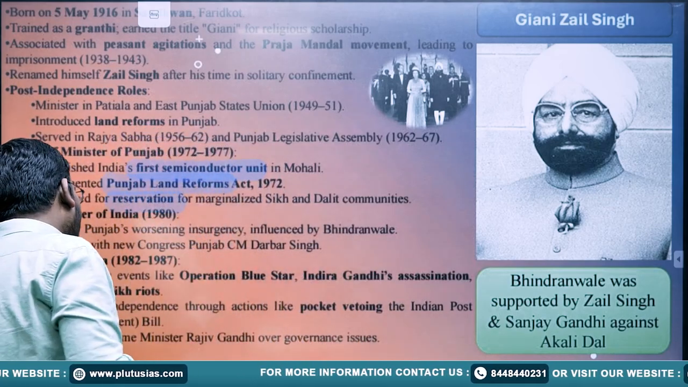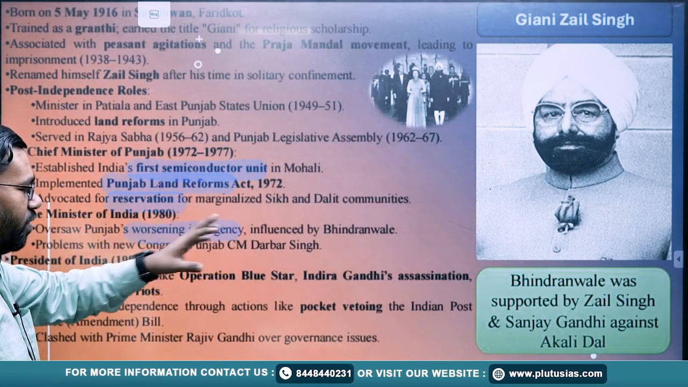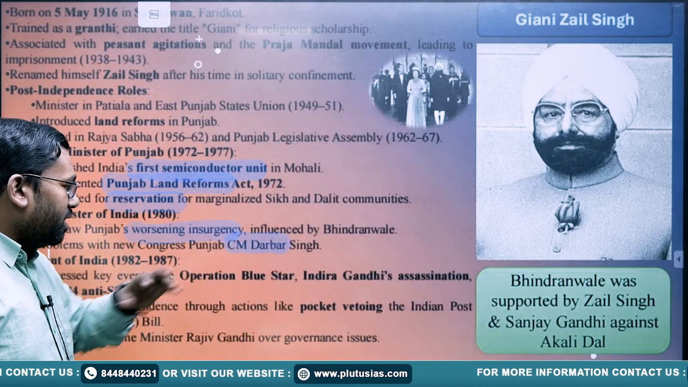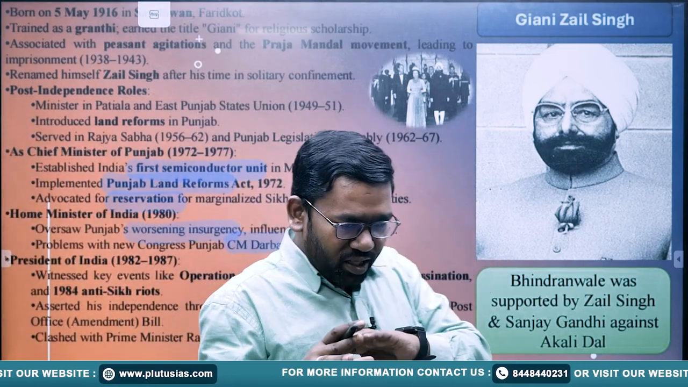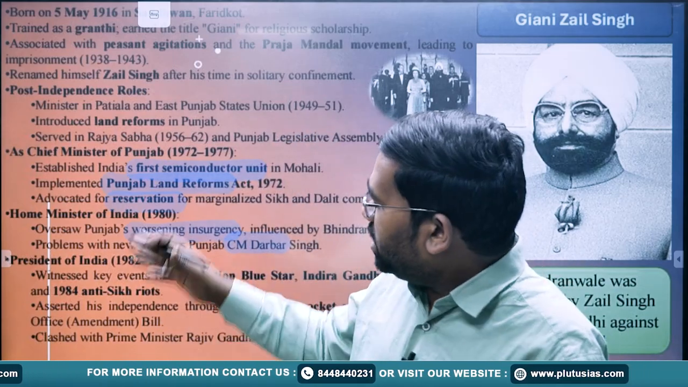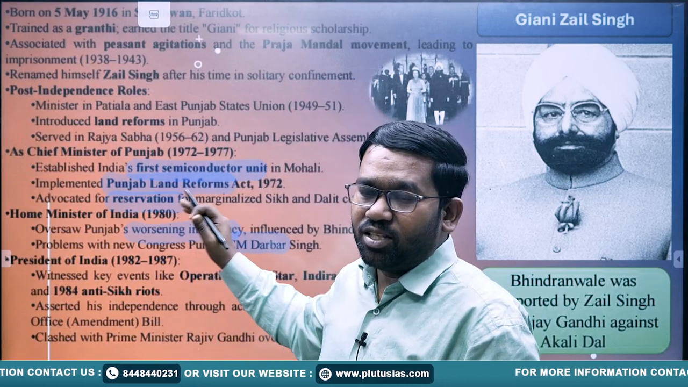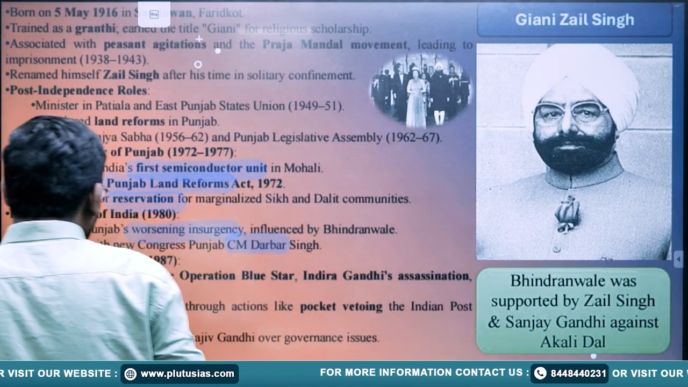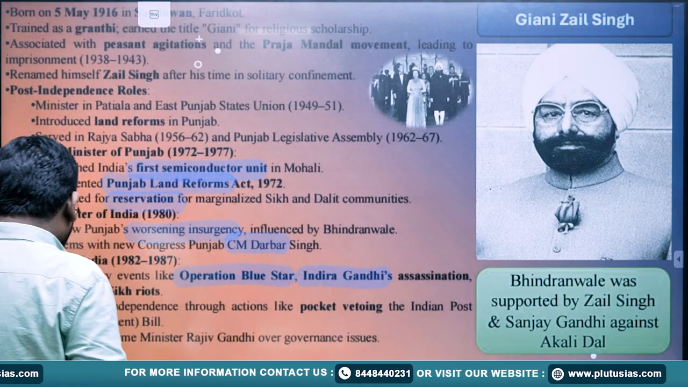In 1980, he was made the Home Minister, and he saw Punjab's worsening insurgency influenced by Bhindranwale. He had problems with the new Congress CM Darbara Singh; inki bahut differences thi. Indira Gandhi did not want the Home Minister Giani Zail Singh and Darbara Singh to have conflict. So she decided to sideline him from politics, and he was made the President of India. So he became the President who witnessed key events like Operation Blue Star, the assassination of Indira Gandhi and the anti-Sikh riots.